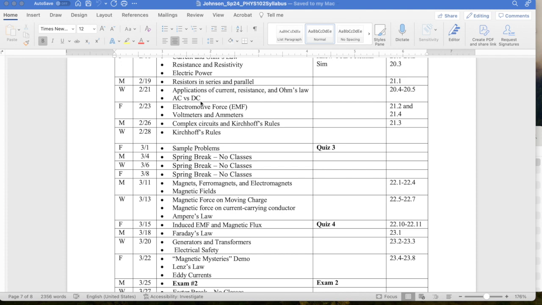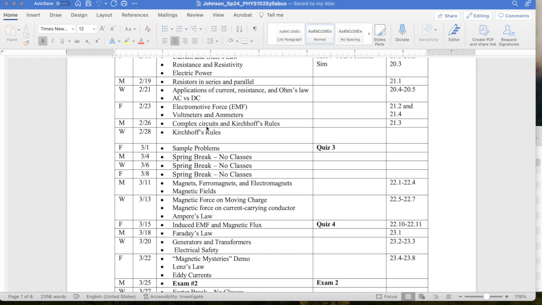We didn't talk a lot about AC versus DC back then. We've talked about it more since then, but not really much at the time. So there's not much to say there. EMF is just a fancy word for voltage, but we did spend a lot of time talking about voltmeters and ammeters. You've talked about them in class and in lab. So information about those, it makes really good multiple choice questions.